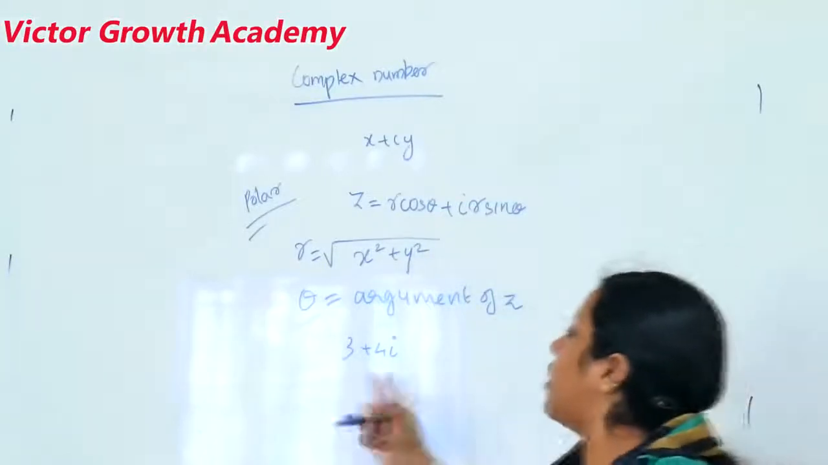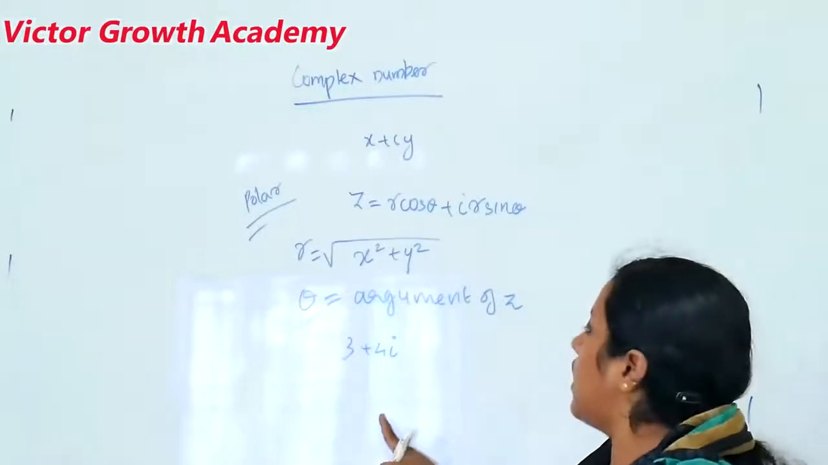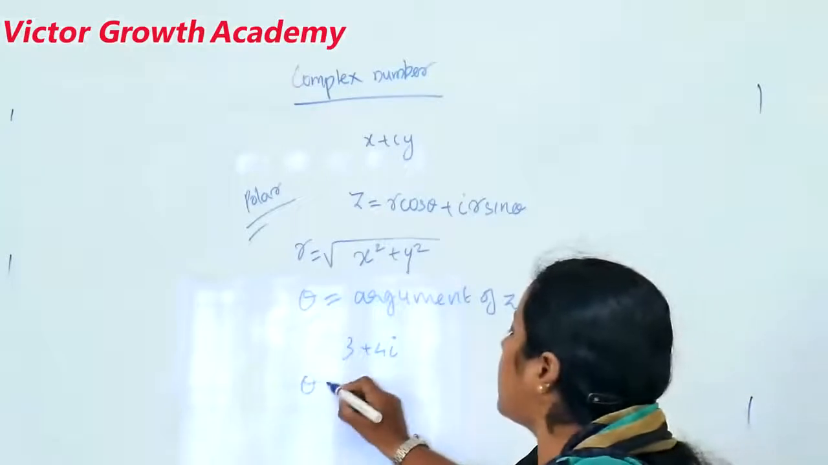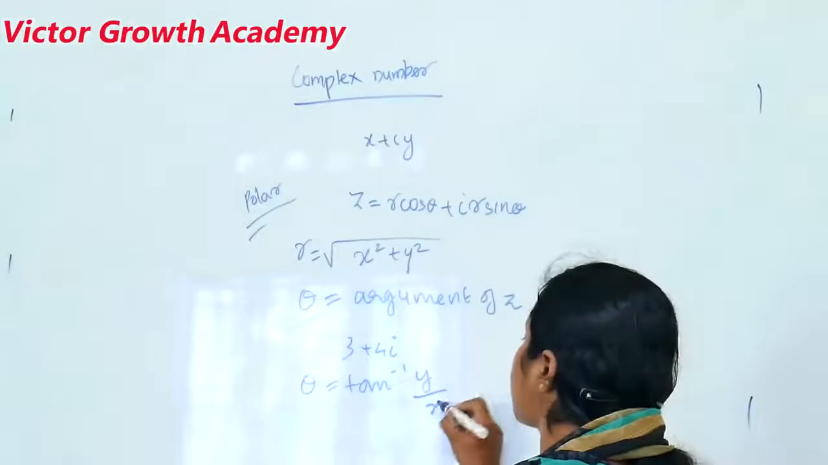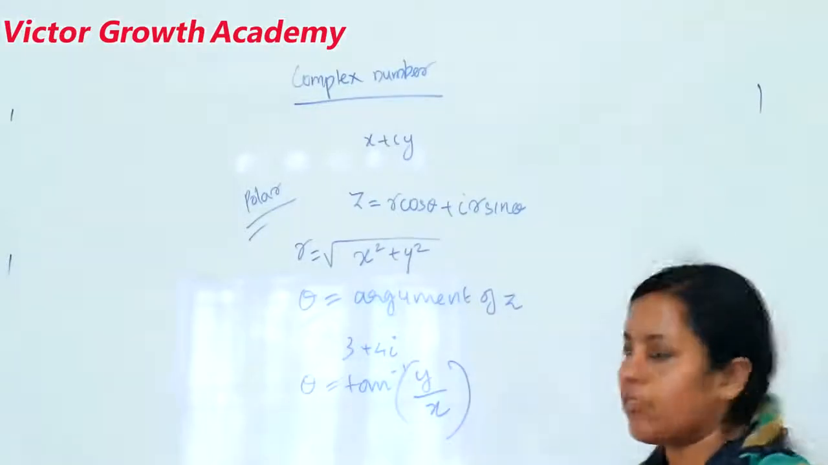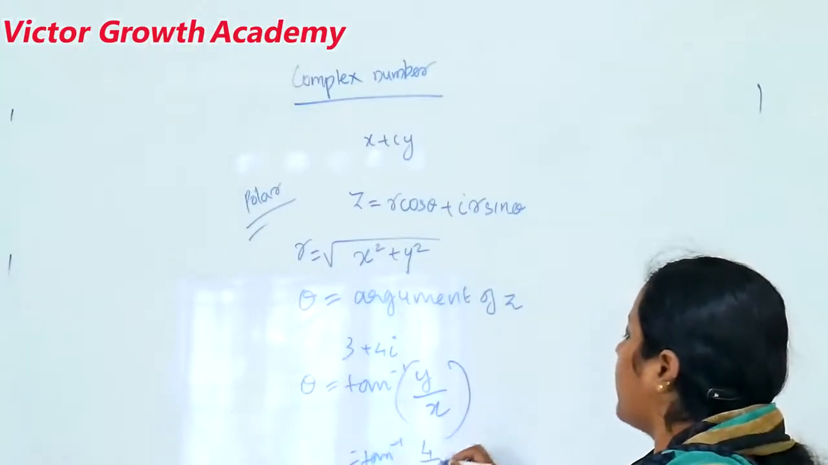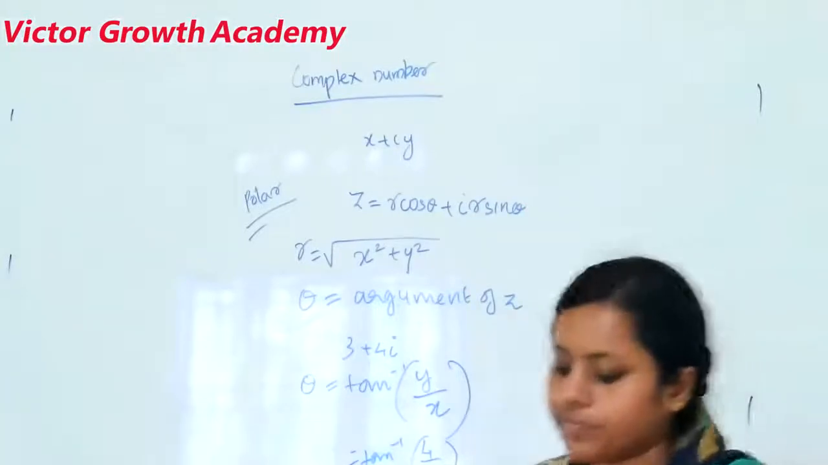Okay, so for that we need to find r, which is root of 3 square plus 4 square here. Then we can find the theta also. Now what is the formula of theta? Theta is tan inverse y by x, tan inverse imaginary part divided by real part. For this case it is tan inverse 4 by 3. So that is the argument.